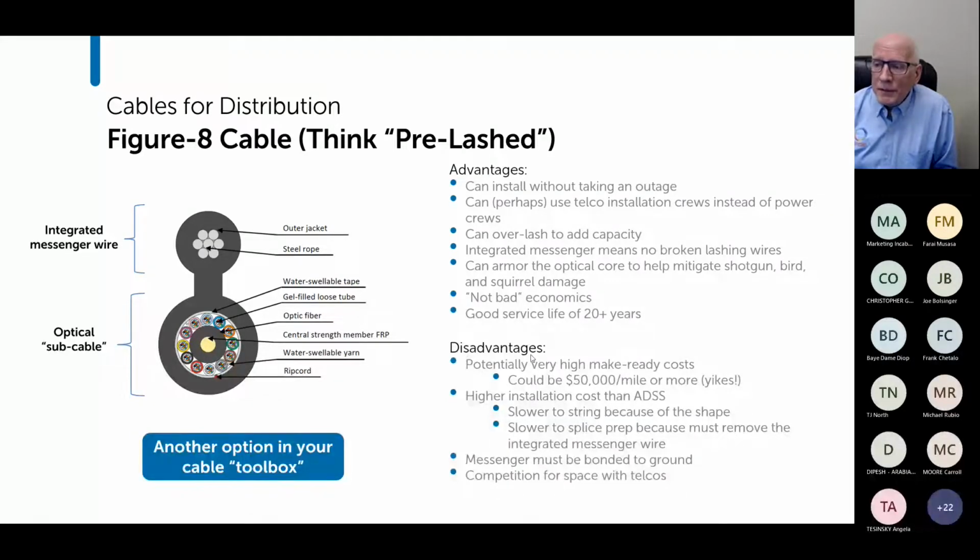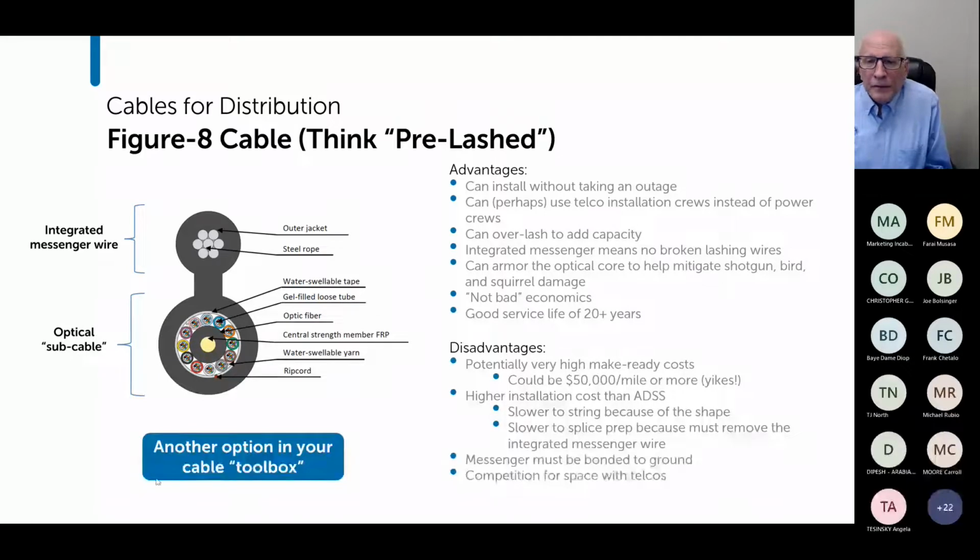But you do pick up some disadvantages if you're having to do make-ready work so that the line can support the additional loading of this messenger cable. You've got those high make-ready costs there. It'll be more expensive to install than ADSS because the shape makes it slower to string and slower to splice prep. You do have to worry about bonding that messenger cable. And if you're in the supply zone, excuse me, in the communication zone, you will have that competition.